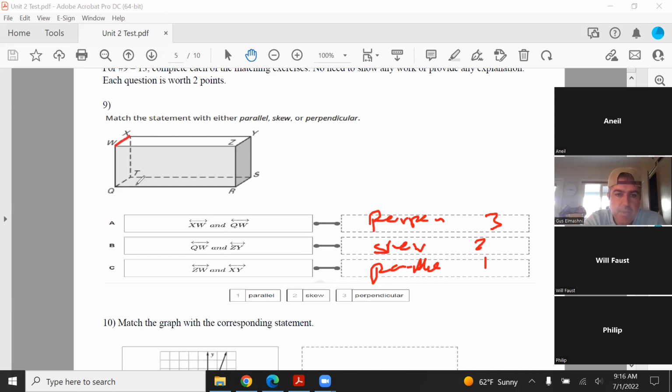XW and QW, clearly those meet at a right angle. And then QW and ZY won't touch, but they're not parallel because they're not going the same direction. And then finally, parallel, ZW, where the heck is it? ZW and XY is parallel. Okay, Neil, go ahead. What's your question?